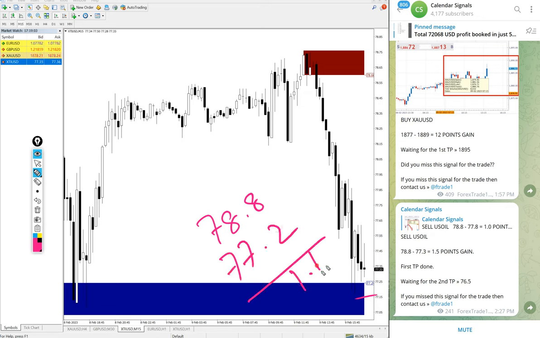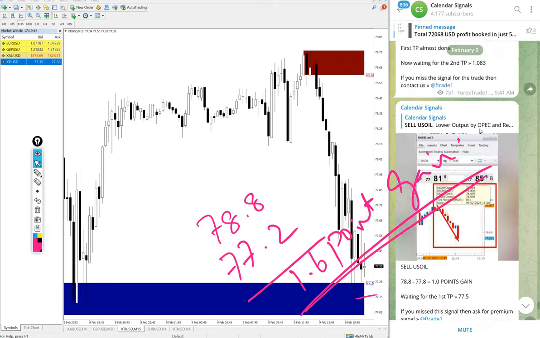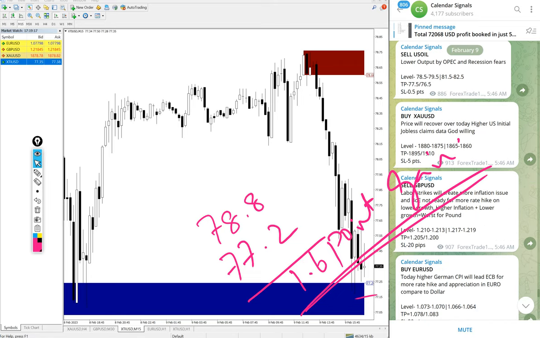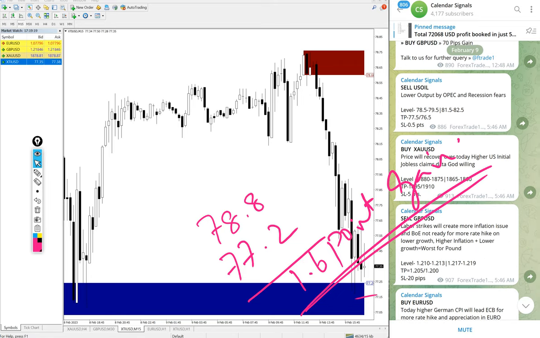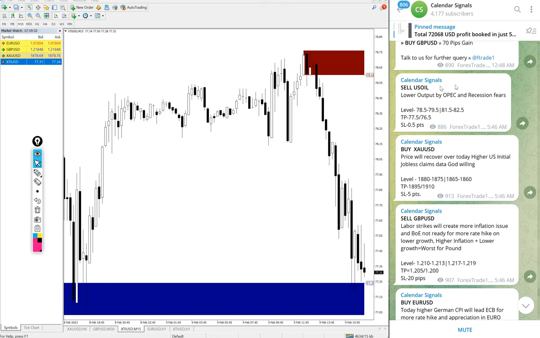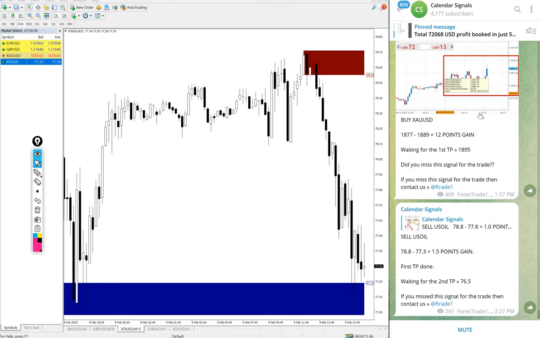Yes, 1.6 point gain. 1.6 point movement in US oil will give huge profit. So 1.6 point gain on sell US oil signal. Here is the signal given message. Our given target 77.5, the first target already reached. Low traded 77.2. Our first target done, waiting for the second target. If you had followed, you would have made this huge profit of 1.6 points gain.